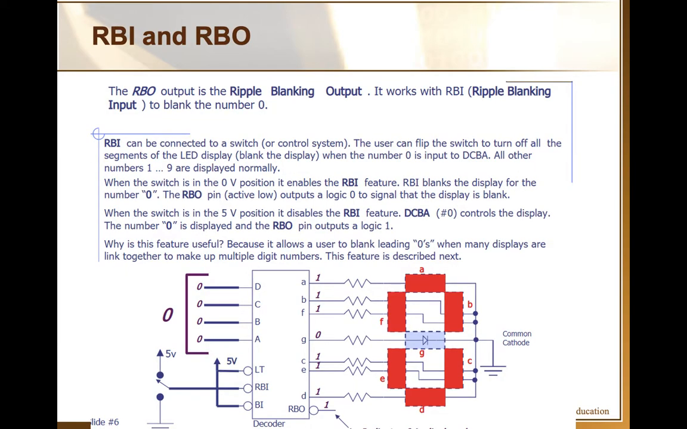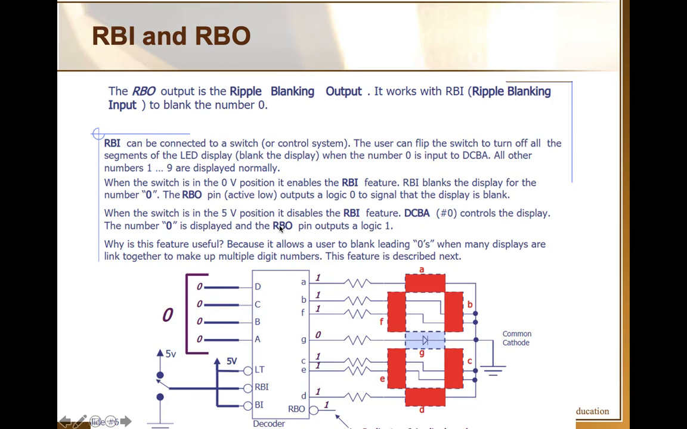All right. Now the other feature is RBI. BI is normally used if you have multiple segments, however, you don't intend to use certain segments in your circuit. So you can simply blank them out. But there's another feature which is used differently, which is ripple blanking input. It is normally used in conjunction with RBO. RBO is the ripple blanking output. It works with RBI to blank the number 0. Basically, this is the reason why we use RBI and RBO.